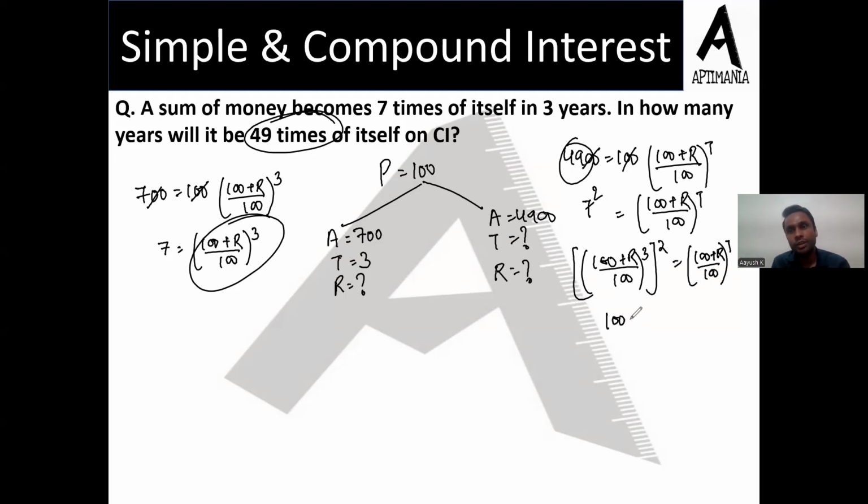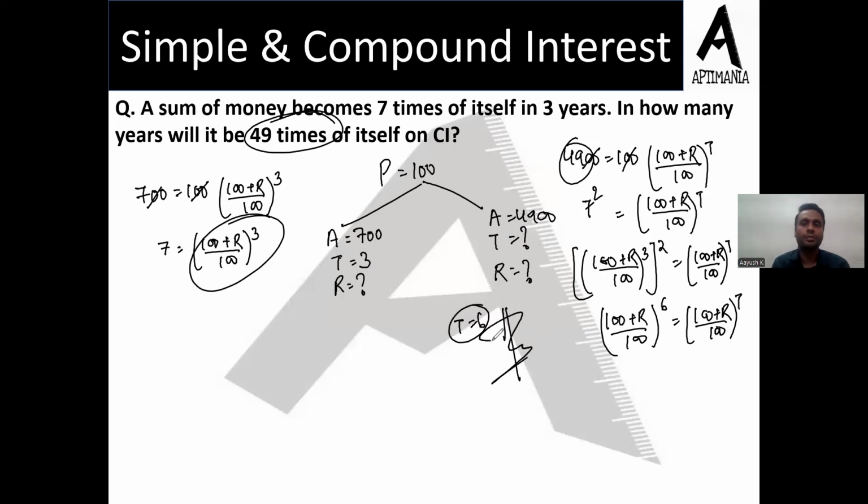When I open the brackets, I'll have 100 plus R upon 100 to the power 6 equal to 100 plus R upon 100 to the power t. If I equate, I'll get t equal to 6. That's the correct answer. Two queries generally come up here.